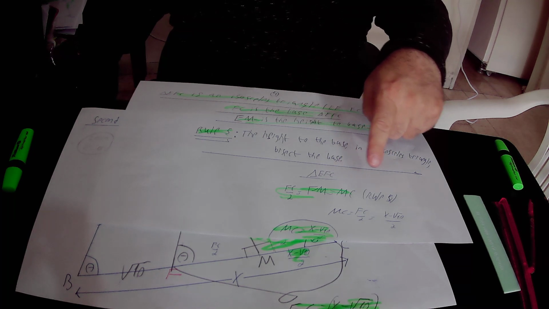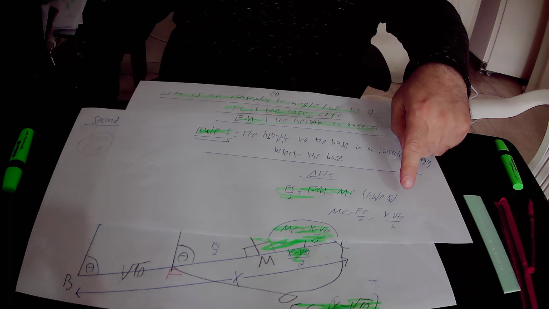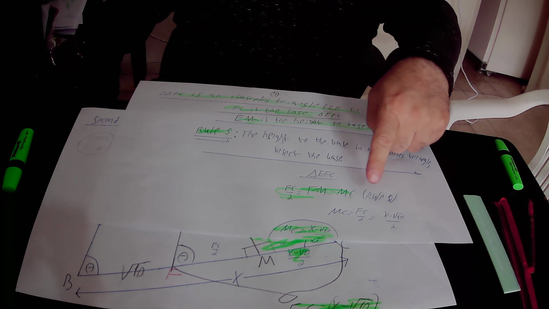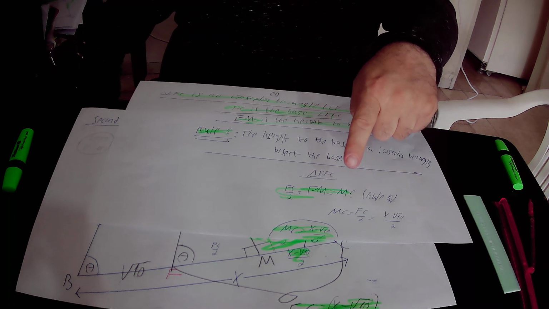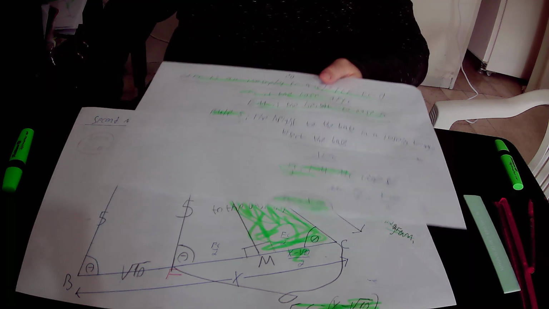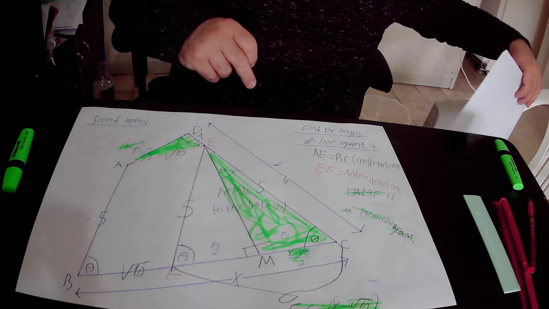From this equation we derive that MC equals FC over 2. FC is x minus square root of 10. And if you divide FC by 2, we get MC. So in conclusion, we found out that MC equals x minus square root of 10 over 2. Here MC equals x minus square root of 10 over 2.